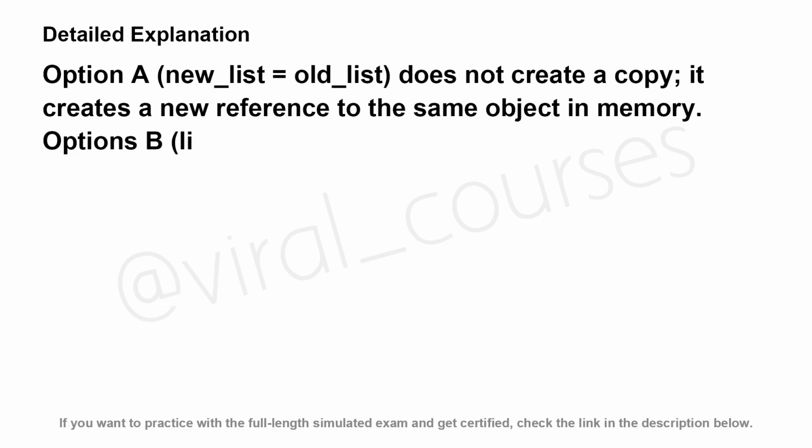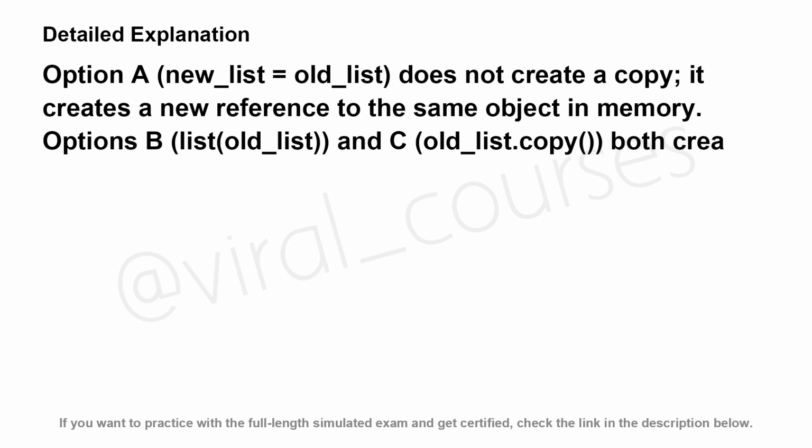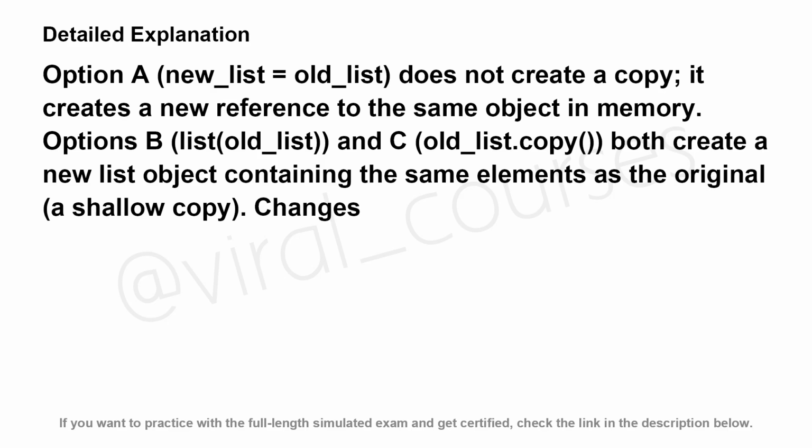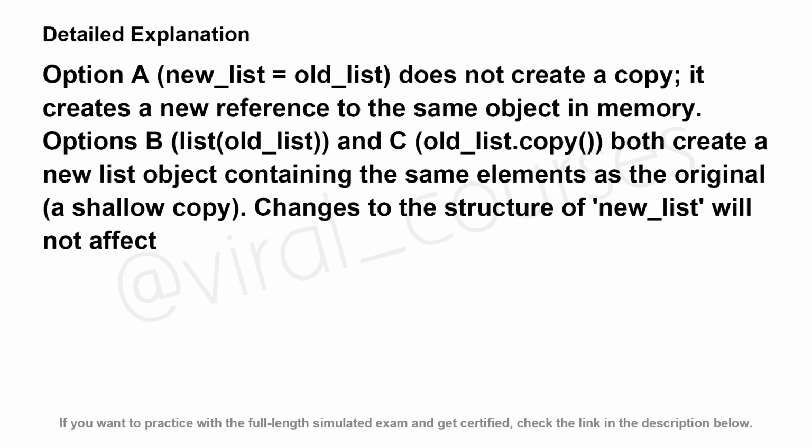Options B, list(old_list), and C, old_list.copy(). Both create a new list object containing the same elements as the original, a shallow copy. Changes to the structure of new_list will not affect old_list if B or C is used.